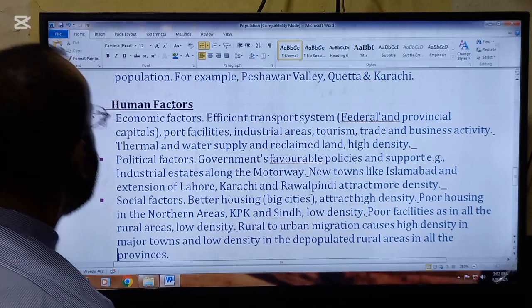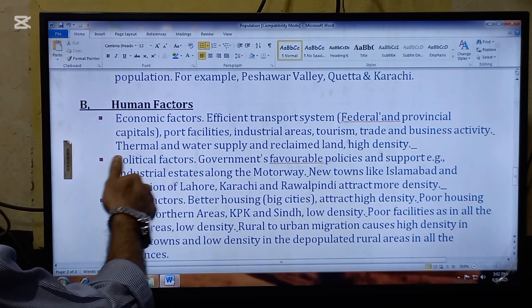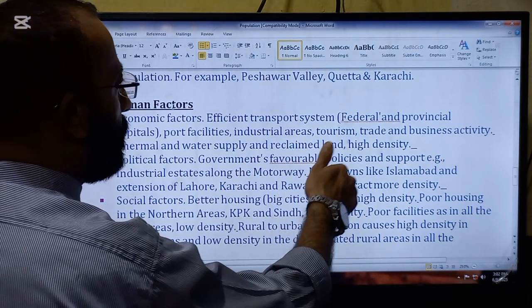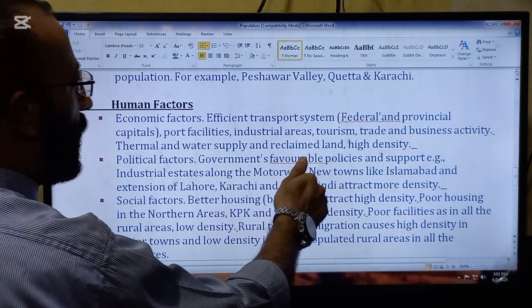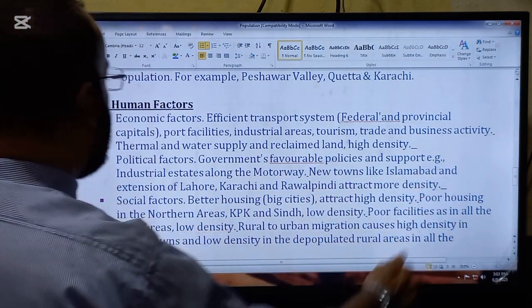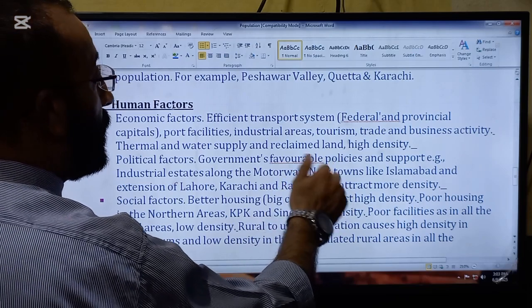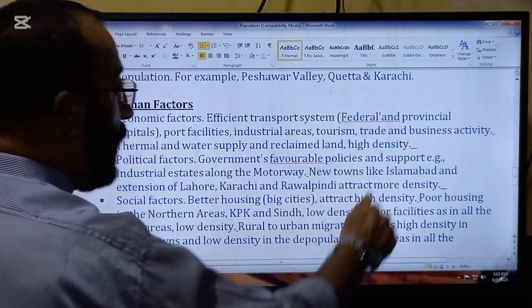Now we are going to discuss different human factors which affect the density. Number one is economic factors. Efficient transport system, federal and provincial capitals, port facilities, industrial areas, tourism, trade and business activity, thermal and water supply and reclaimed land. So if there are these things, that will attract high density.